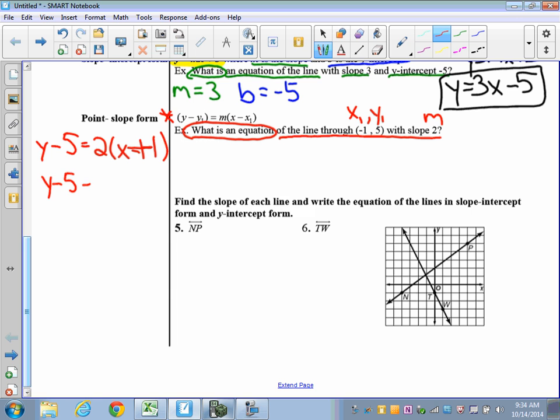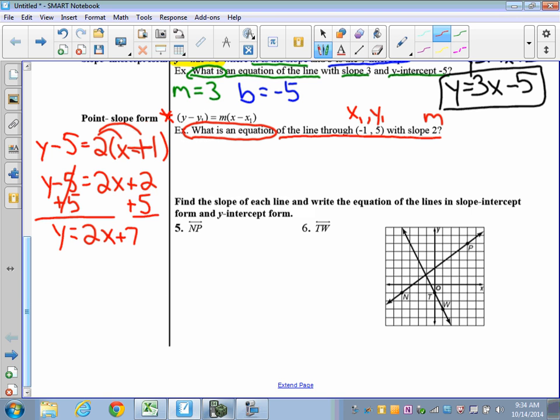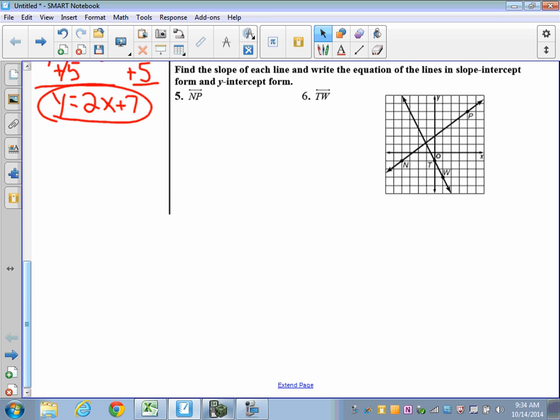So y minus 5 is equal to, I have to distribute, 2x plus 2. And then if I want to get y alone, I have to add 5. Remember, I have to combine like terms. The 5 has to go underneath the 2. So that y is equal to 2x plus 7. Sorry about that. And that is it. That's how we use the point slope form. So I want you to try 6 on your own, but we're going to do number 5 together.